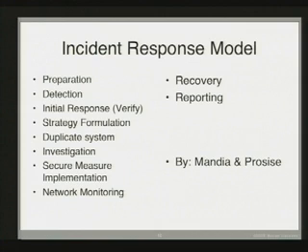Once we get this, we have a strategy formulation where we say, okay, we think this system is fairly critical. We can't take it down. Let's use this approach, or it's not critical, we'll go through this method. Duplicate system. Again, it's the same process we saw before, using dd to copy it. This is a specific item in this model. Investigation: we search for evidence or use other techniques to find our evidence of the incident. Secure measure implementation, which is basically taking other measures to make sure that we can secure the system or other systems like it. Network monitoring, recovery, reporting. Again, all basic things of trying to make sure this doesn't happen again, so we can recover the system or we can monitor things to prevent further damage.